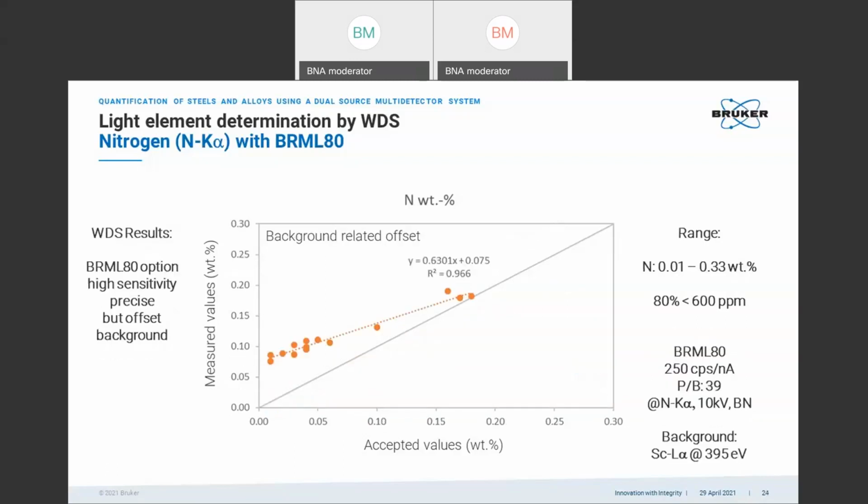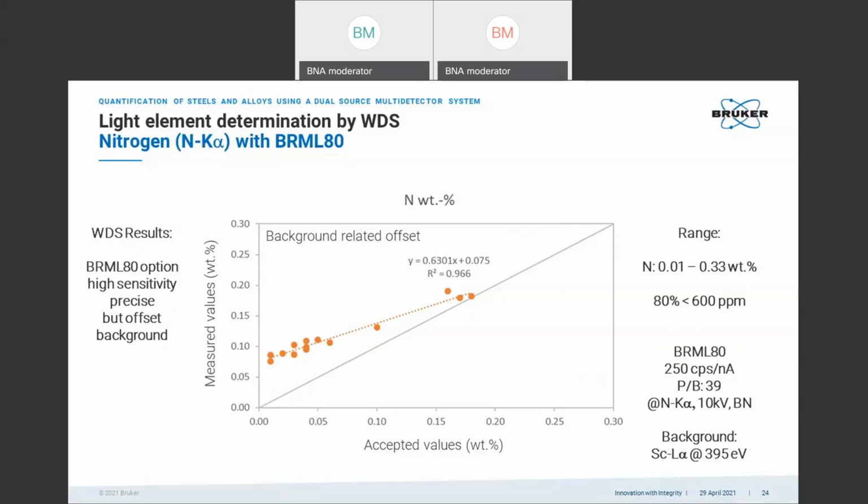So we have a different crystal for measuring the nitrogen. Our second option is taking the 80 angstrom multi-layer, which has a much higher sensitivity. The sensitivity is 10 times higher than the sensitivity of the other multi-layer for this energy range. So this has to be emphasized.